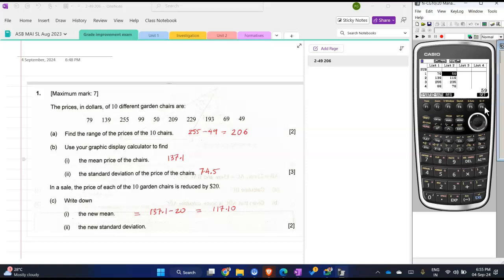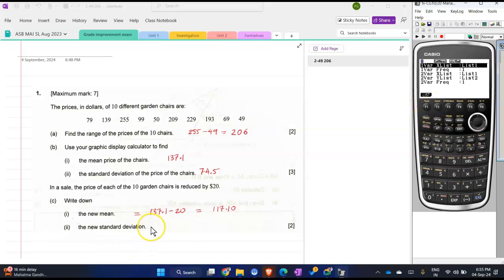Let me put some random values. Now highlight List 2. Now do List 1 minus 20. You will subtract 20 from all the values. Then you go to set. And listen, now you have to say List 2. Okay, let's do that.